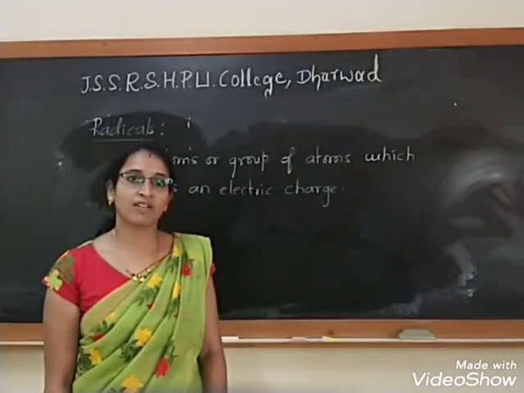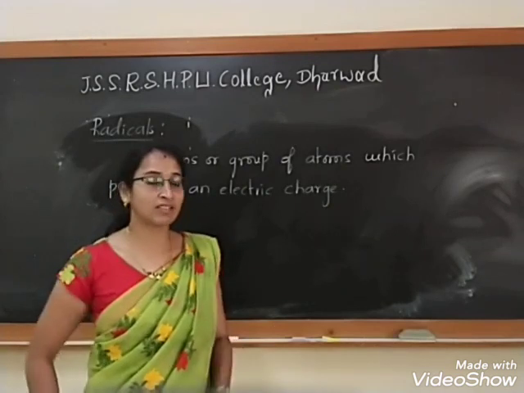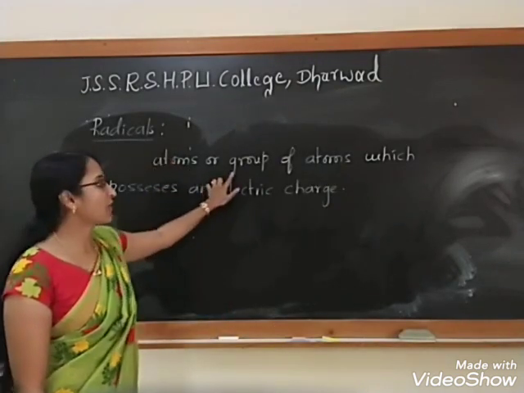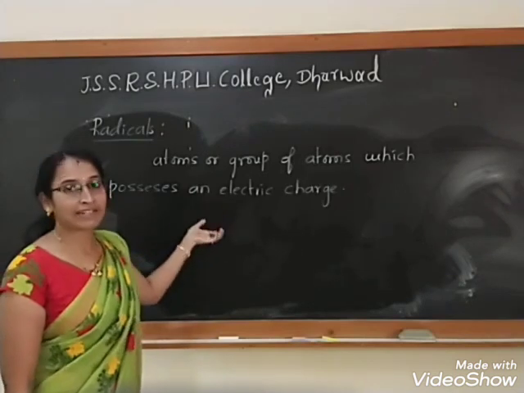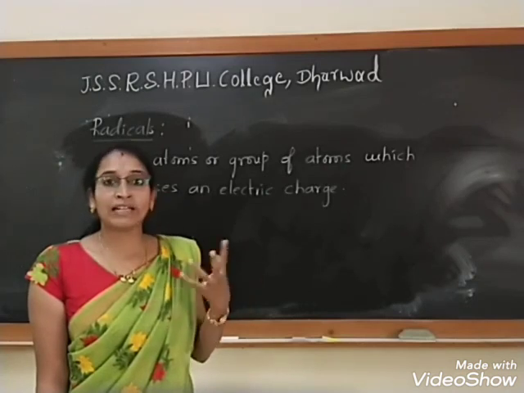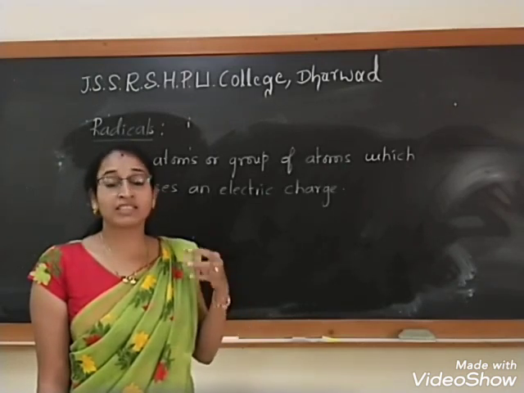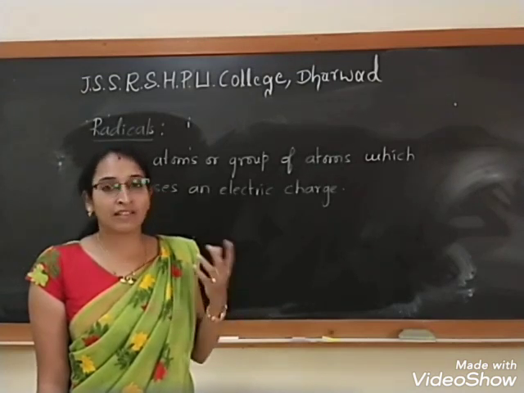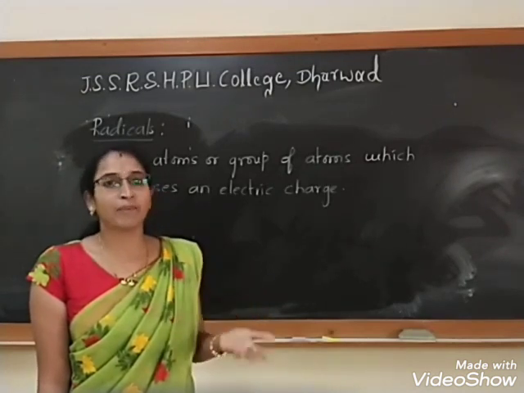So next, let's learn about radicals. Radicals are nothing but atoms or groups of atoms which possess an electric charge. Radical means it may be an atom or a group of atoms, and if it has a charge, we call it a radical. Electric charge means either it may be a positive charge or a negative charge.